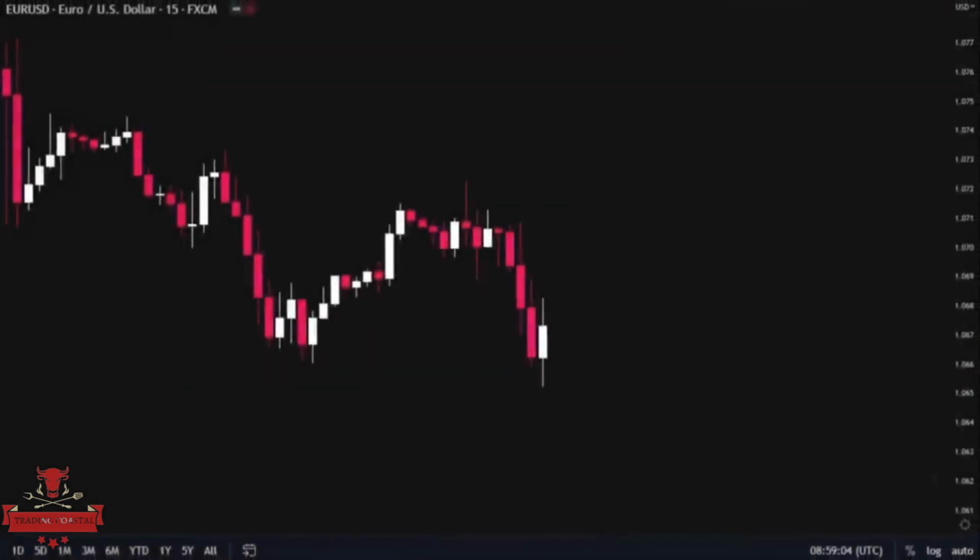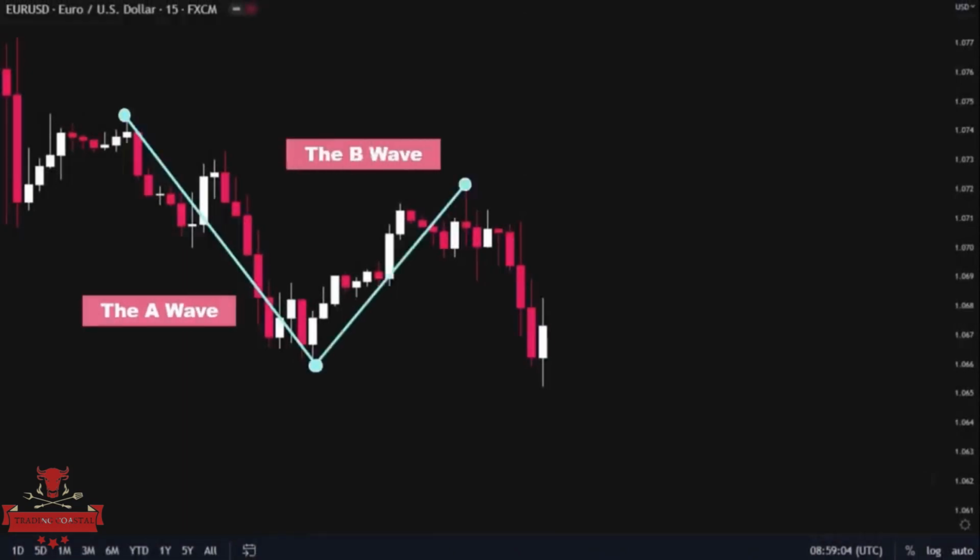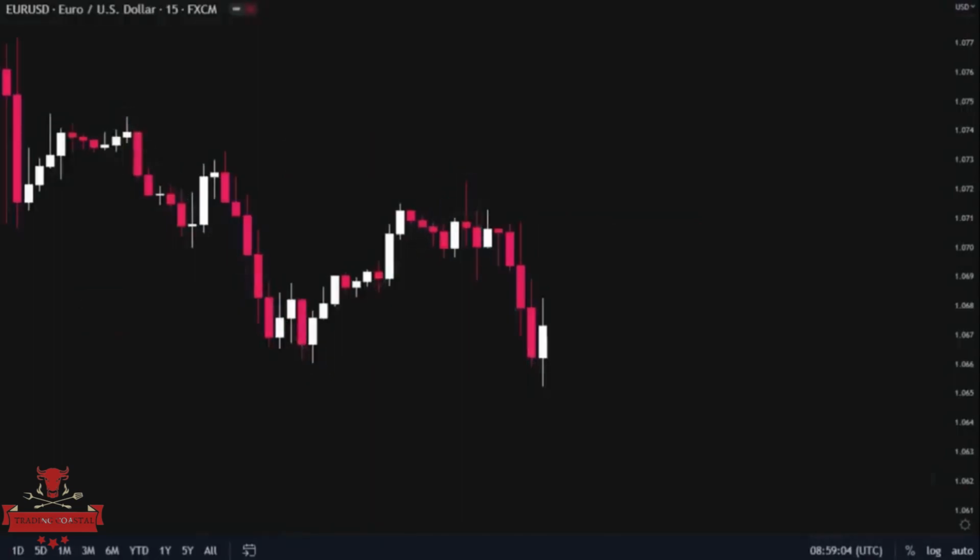So, we have the euro-dollar pair 15-minute time frame on our chart. This is the A wave. Then we have the B wave, and also we have the C wave. Once we have identified the ABC pattern, then we should see if this ABC pattern is valid or not.